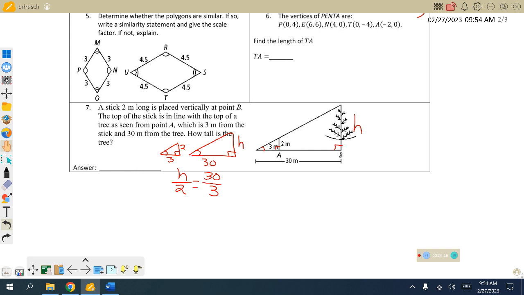And once you do that, check me. I think it's 20, isn't it? 20, what's my units? Yep. Don't forget, if we have units, please put those on there, okay?